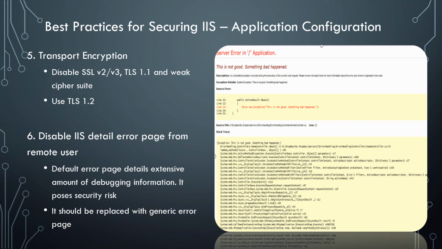Next, detailed IIS error page display should be disabled for remote users. This page can expose an extensive amount of debugging information which may be used by an attacker to exploit. A screenshot of a .NET application error page, or detailed error page. You can see a lot of details are exposed related to the application. In order to avoid that, one should set up a generic error page for the remote user. This page may include an error identifier for troubleshooting purposes.